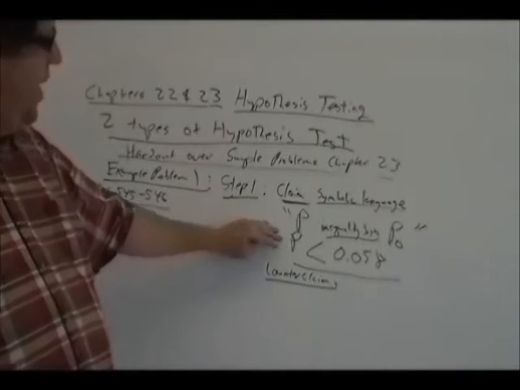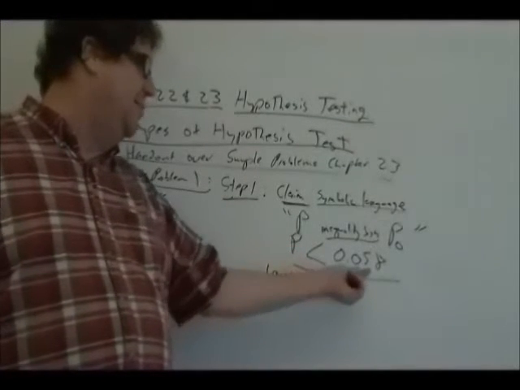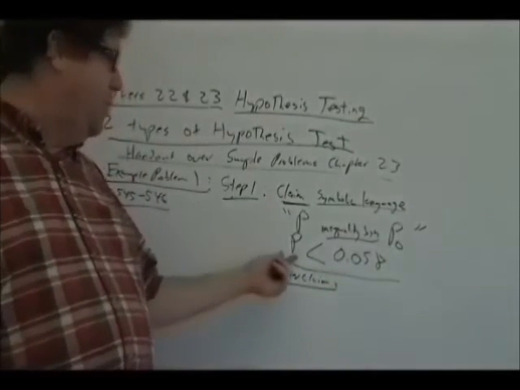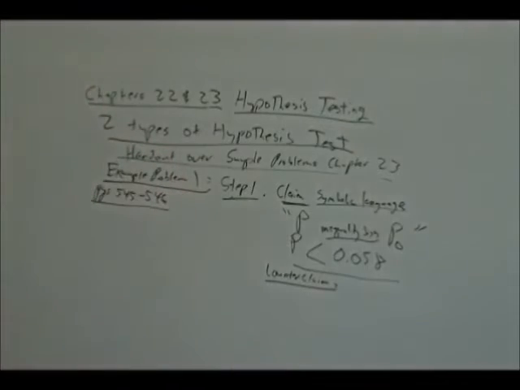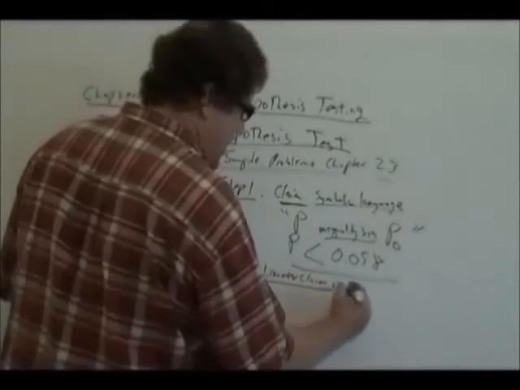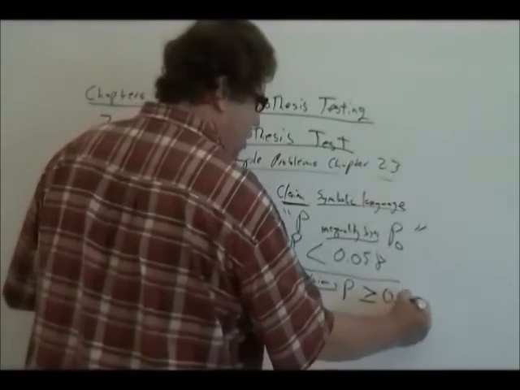So we only have two possibilities. Either the proportion for the relative category is less than 0.058, and if the proportion is not less than 0.058, what's the only other possibility? The only other possibility is that P had to be what? Greater than or equal to 0.058.